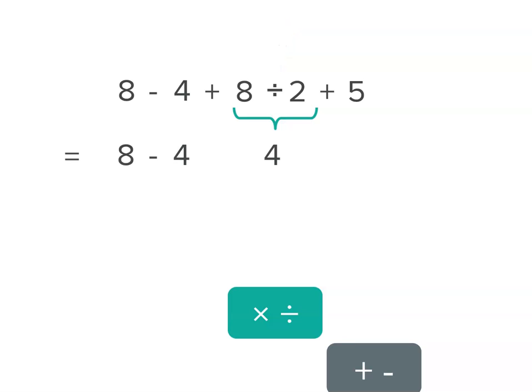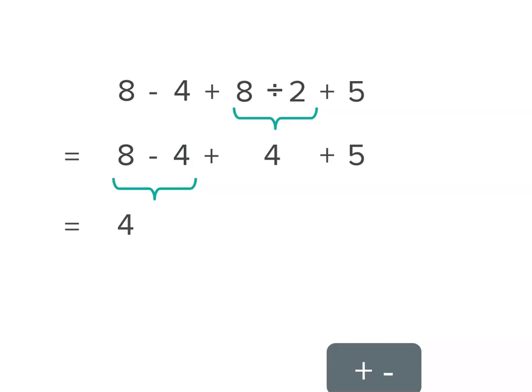Now we have to go back and do all of the addition and subtraction. So we can put those back on the line and we can work from left to right for addition and subtraction. So if we start from the left, 8 minus 4 equals 4. Then we're going to add 4 and then we're going to add 5. 4 and 4 is 8 and 5 is 13.